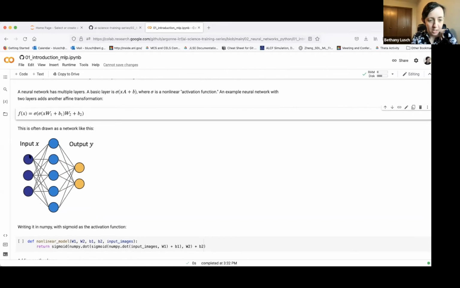So the first column would be your input. Then these connections would be like multiplying by that matrix W. Then you've got the output of applying that layer. And then these connections would be like multiplying by that second matrix. And so here's a diagram showing the math that is in the line above.